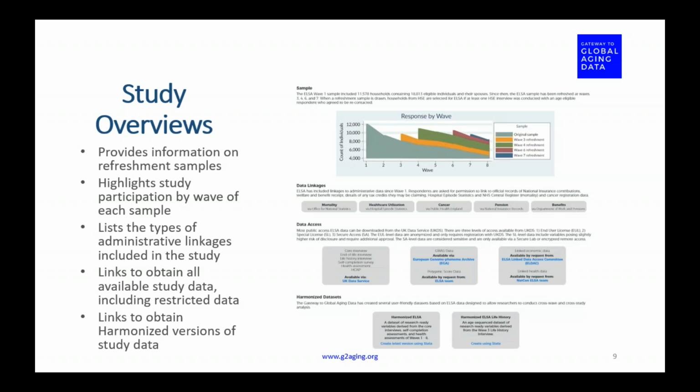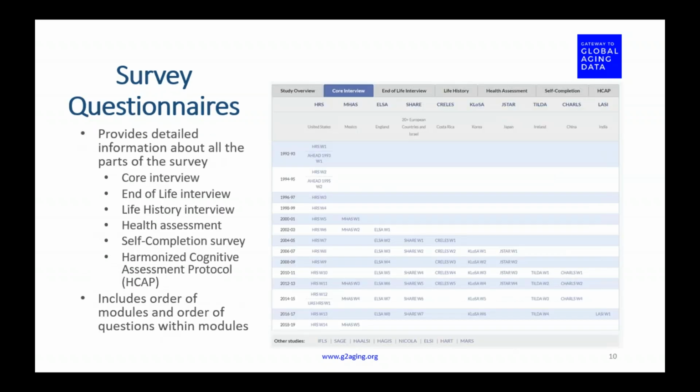And then we've also built harmonized data sets, as I mentioned before. So we have 2 built for ELSA. We'll have more coming in the future. Once you have some background about the study, you can then look at the surveys which are part of that study. So as I mentioned, there's different kinds of surveys. Here we're looking at the core interview survey.